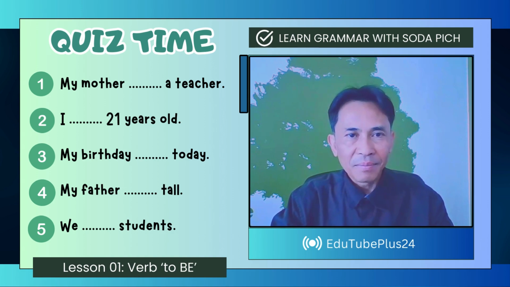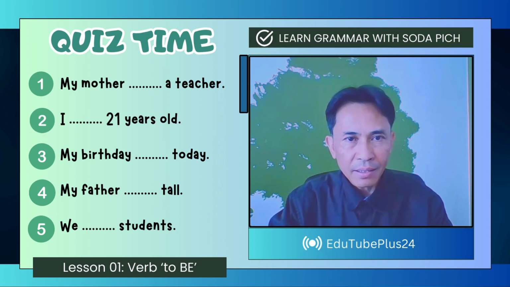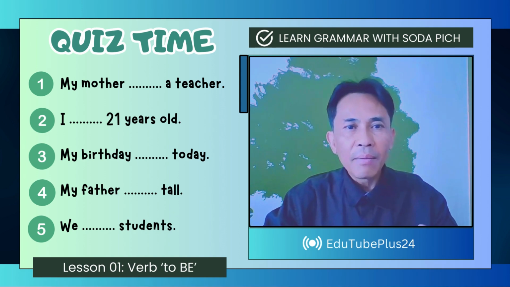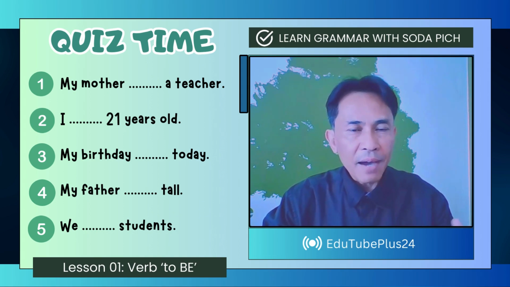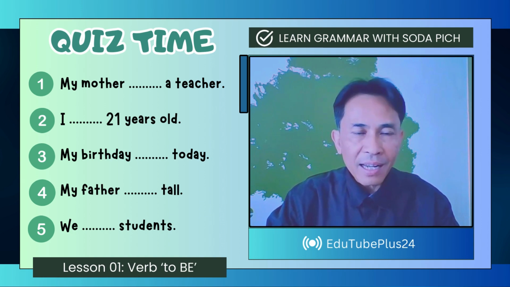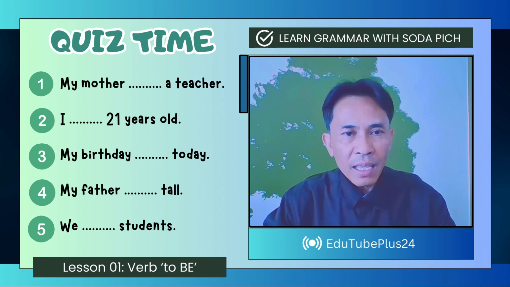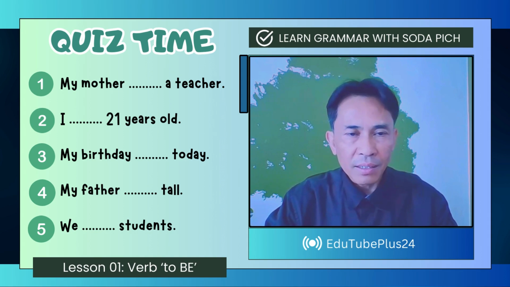Number 1, my mother blank a teacher. Number 2, I blank 21 years old. Number 3, my birthday blank today. Number 4, my father blank tall. And finally, number 5, we blank students.